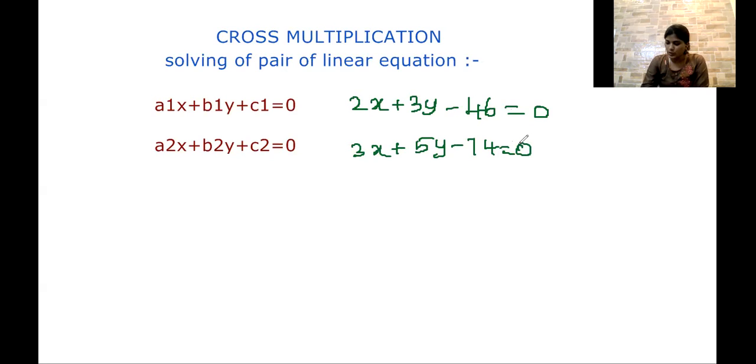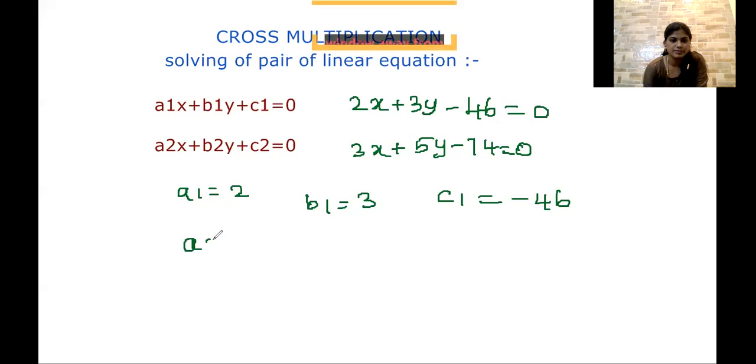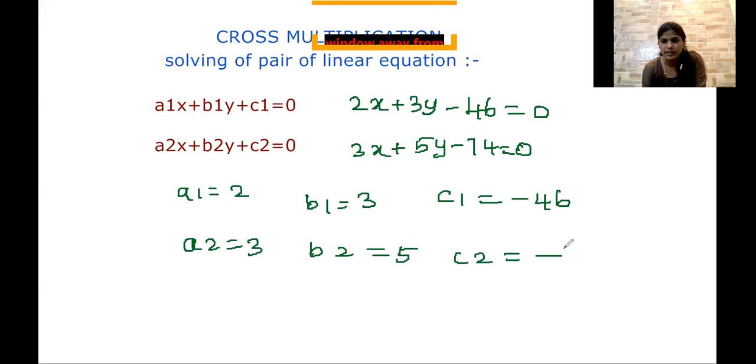Now I'm going to solve this equation with the help of the cross multiplication method. So I'm going to compare this with the general form. a1 is equal to 2, b1 is equal to 3, c1 is equal to minus 46, and a2 is equal to 3, b2 is equal to 5, and c2 is minus 74.